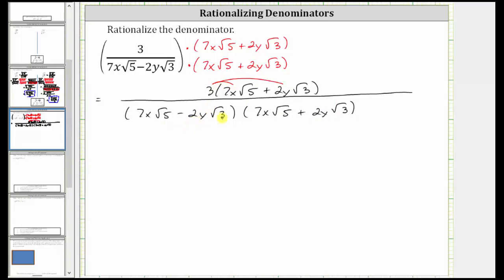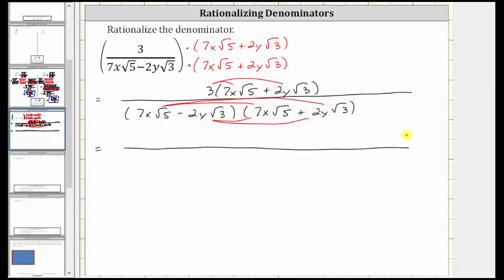In the denominator, we are going to have 4 products. We first distribute 7x square root 5 into the second binomial. And then we distribute negative 2y square root 3 into the second binomial, giving us 4 products. In the numerator, we have 3 times 7x square root 5, which gives us 21x square root 5. And then we have 3 times 2y square root 3, which gives us plus 6y square root 3.